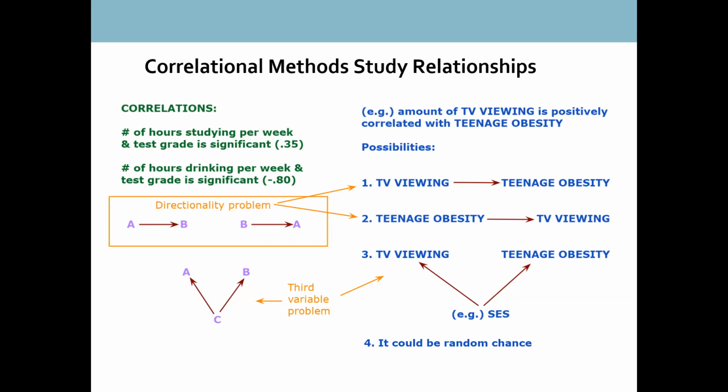And the more strongly related the variables are, the more predictive they are of each other. So going back to our first two examples, if I know how much somebody drinks per week, and because it's strongly related to test grade, I would be able to make a fairly good prediction about what their test score will be. If I know how many hours they study per week, well, that's not as strongly related. I would have some idea of what their test grade might be, but my predictions won't be as accurate.